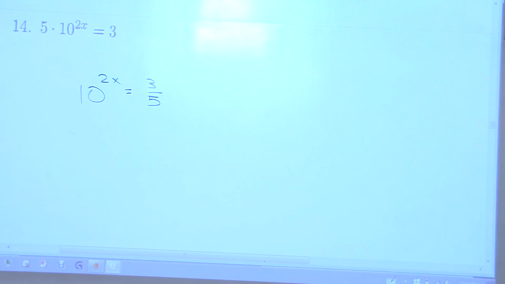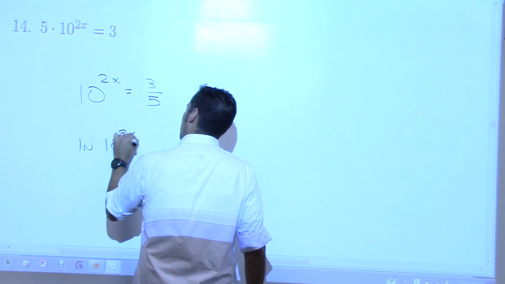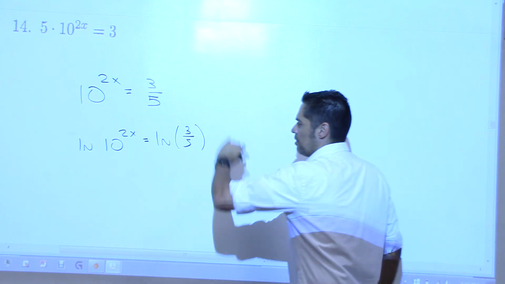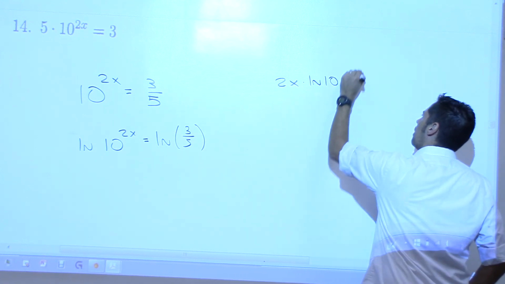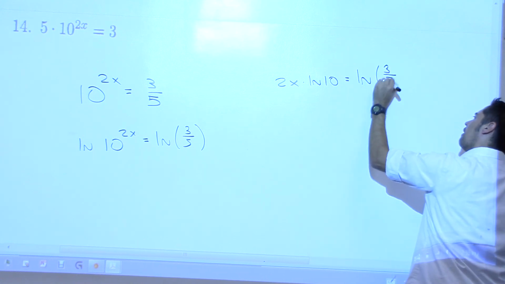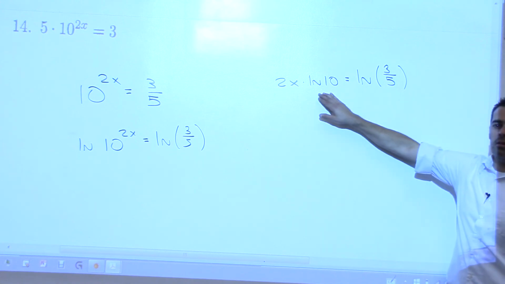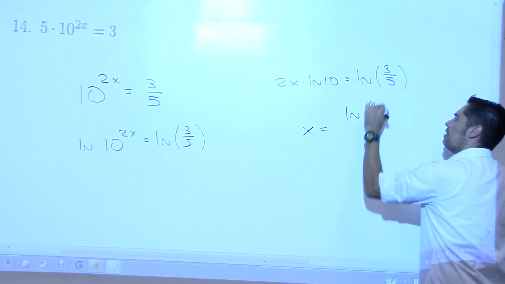I don't think you'll be able to do that. If you want to pull the x out, why don't you just come in with natural log now? So natural log of 10 to the 2x equals natural log of 3/5. And then the 2x pops out over here, natural log of 3/5. And that's a number, and then 2, and you divide through. So this is a calculator problem.